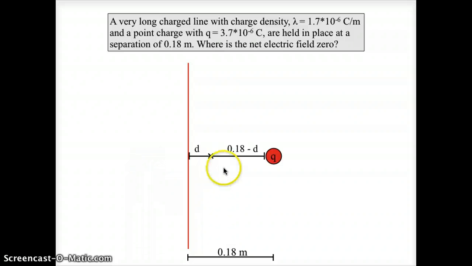So I'm going to say there's some point x here where the net electric field I think should be 0. This point x is some distance d that I don't know away from the line charge. That would mean that point x is a distance 0.18 meters minus d away from my point charge. My electric field equations both involve a distance away from an object. So my distance of x away from the line is d. My distance of x away from the point charge is 0.18 minus d.